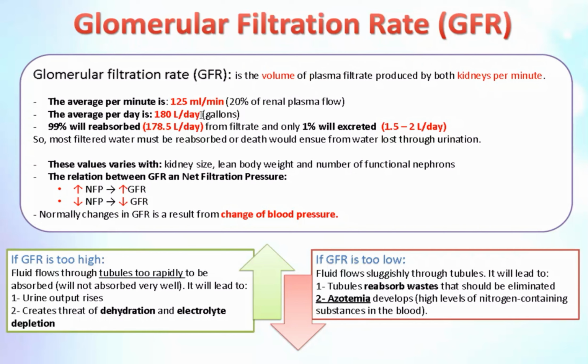So if you see, in 24 hours the filtration is 180 liters, that is 125 ml per minute, or 20% of the renal plasma flow. But 99% is reabsorbed from the filtrate, and only 1% is excreted through the urine, that is 1.5 to 2 liters per day. So most of the filtered water must be reabsorbed, or death would ensue from loss through urination.